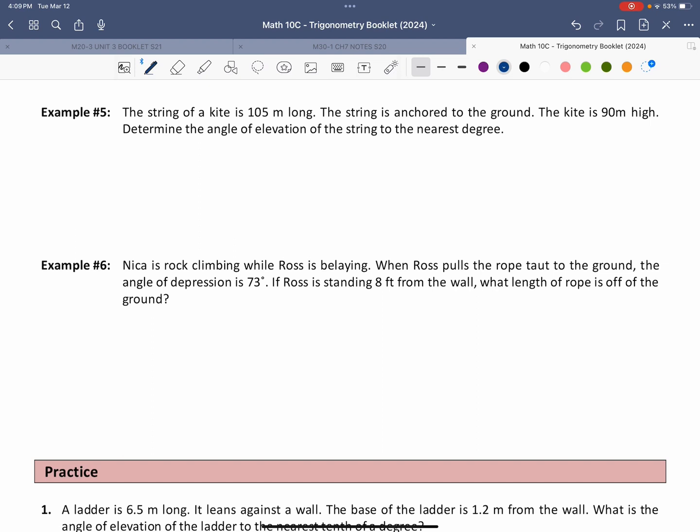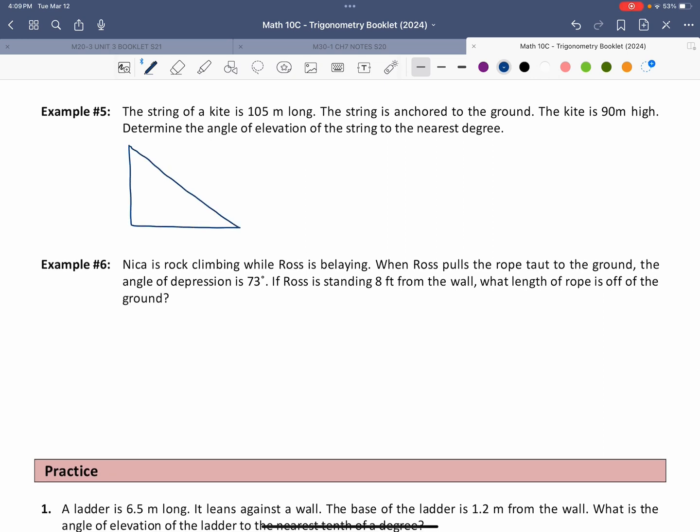Example 5. The string of a kite is 105 meters long. The string is anchored to the ground. The kite is 90 meters high. Determine the angle of elevation of the string to the nearest degree. Draw me a triangle. Kites don't fly straight up if you've never flown a kite. Here's the person flying the kite. The kite would be over here because the wind is going to blow it one direction or the other, so it's not going to be directly above a person.